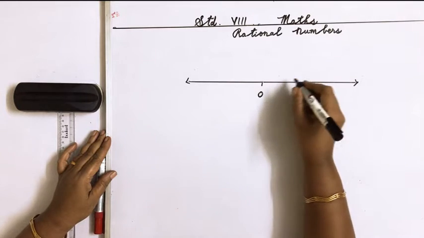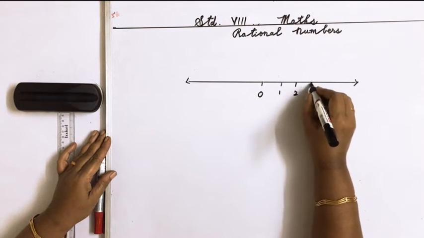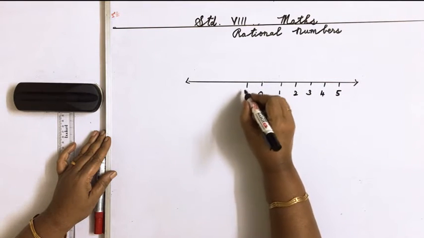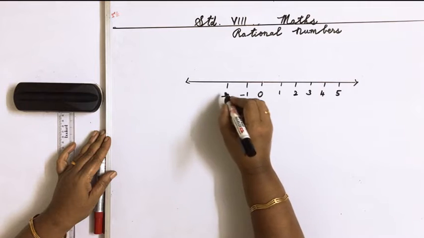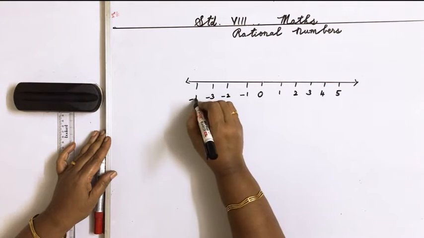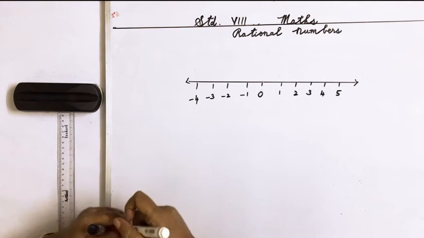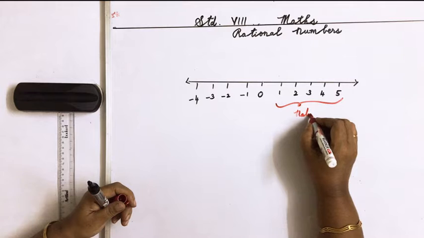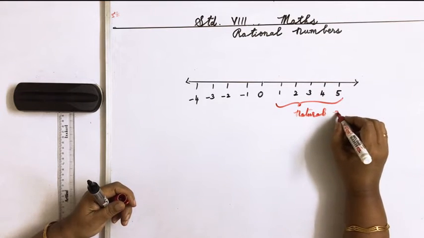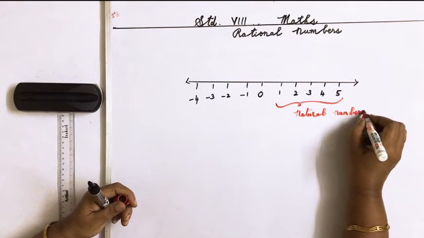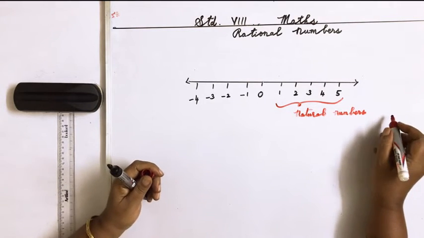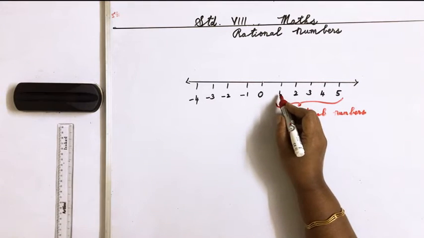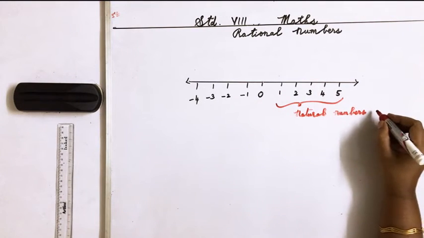On the right side of 0, we have 1, 2, 3, 4, 5, etc. On the left side, -1, -2, -3, -4. Now the numbers starting from 1 are called natural numbers. These natural numbers are also called counting numbers. Why this name, counting numbers? Whenever we start counting, we start from 1. So they are called natural numbers or counting numbers.